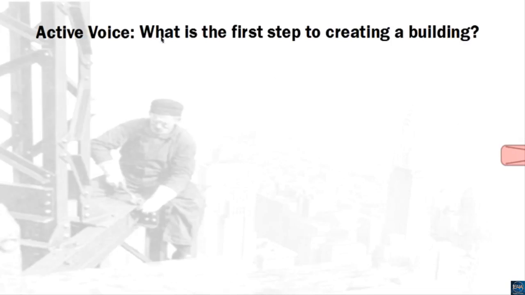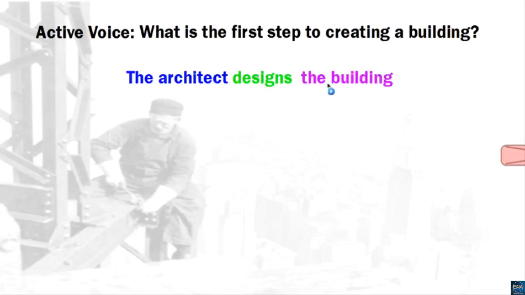So, in the active voice, what is the first step to creating a building? The process of creating a building, what's the first thing that we do? Well, the architect designs the building, right? Now this is the active voice because I use the doer first. The architect is the person doing the verb, and designs is my verb. So we call the architect the doer. And the building is receiving this action. It's receiving the verb from the architect. So we call this the receiver. And that's the active voice: the doer, the verb, and then the receiver.